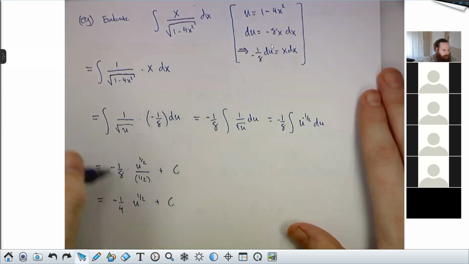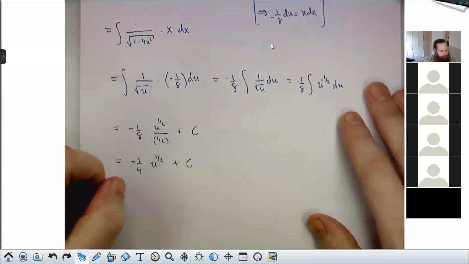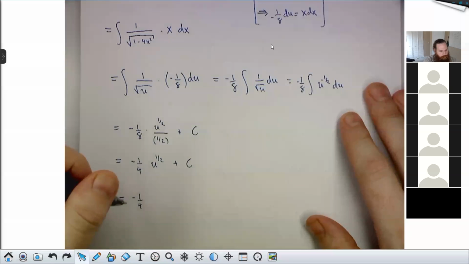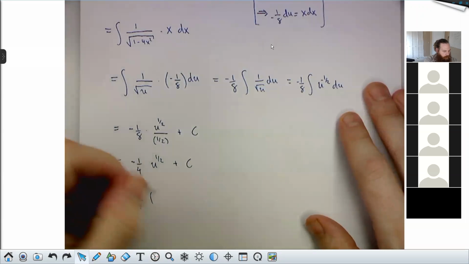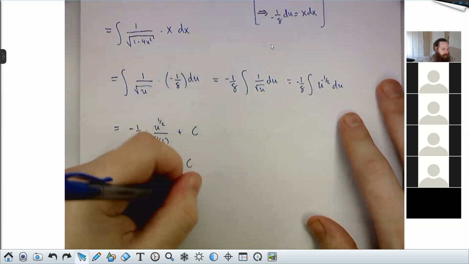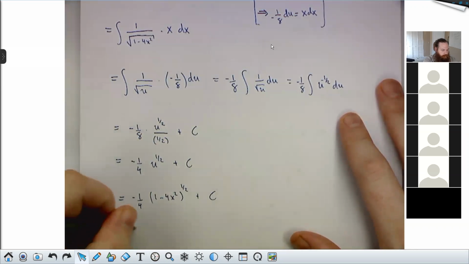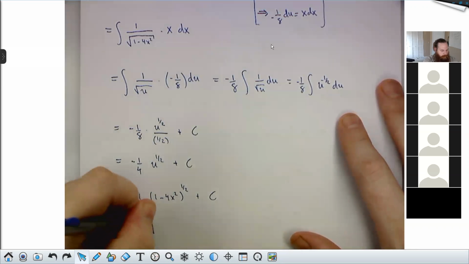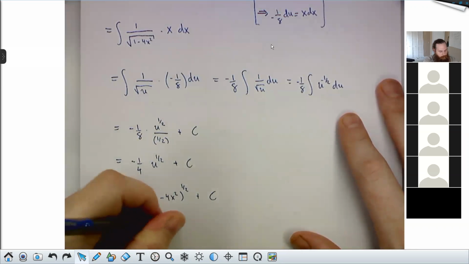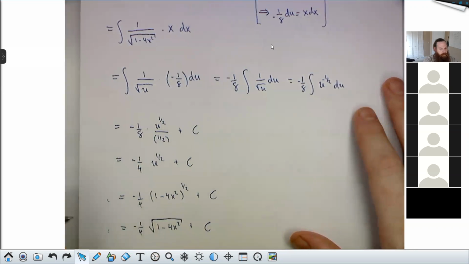This divide by 1/2 is the same as multiply by 2. 2 times negative 1/8 is negative 1/4. So that would be negative 1/4 times (1 minus 4x squared), all to the 1/2, plus c. And remember, you cannot distribute this power over this subtraction. So that's as nice as it gets. You can write it as negative 1/4 square root of 1 minus 4x squared if you want to, but you don't have to. I would accept either of these as final answers. Not this, but either of these is okay.